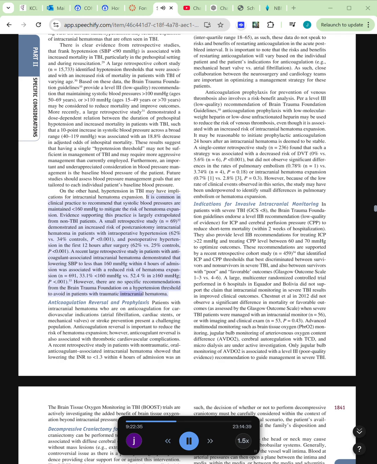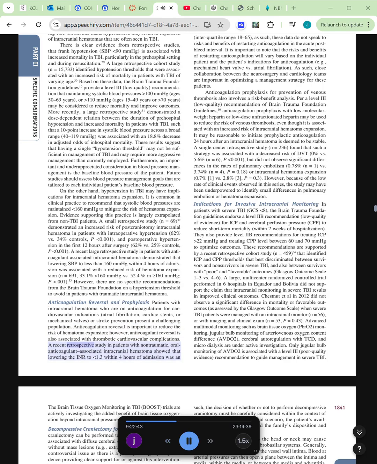Anticoagulation reversal: patients with intracranial hematoma who are on anticoagulation for cardiovascular indications, atrial fibrillation, cardiac stents, mechanical valves or stroke prevention, present a challenging population. Anticoagulation reversal is important to reduce the risk of hematoma expansion. However, anticoagulant reversal is also associated with thrombotic cardiovascular complications.